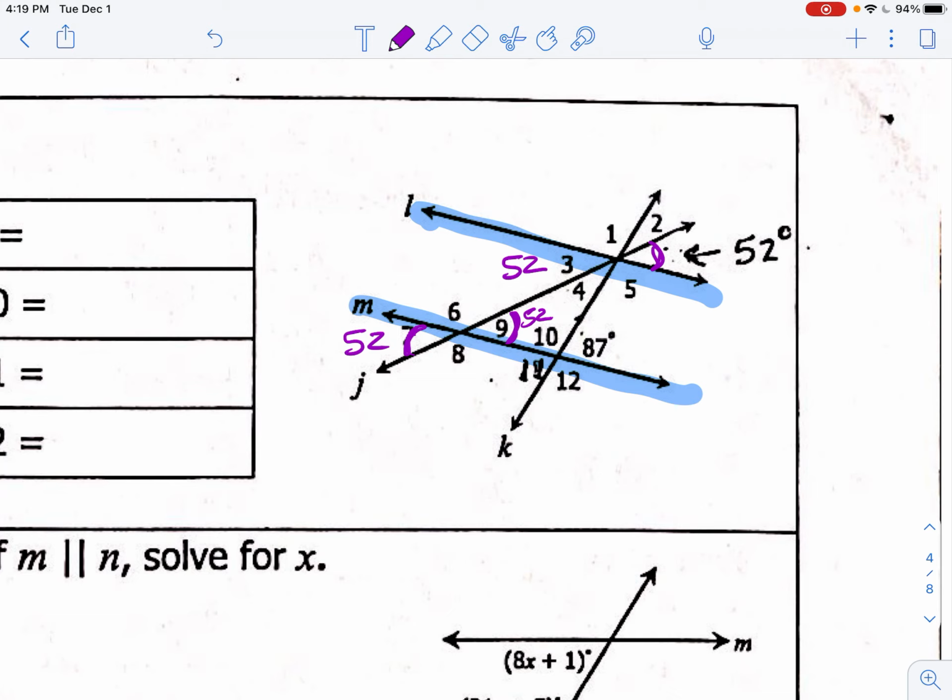All right, let's see what else we know. Okay, so, well, I could figure out what 6 is because these would be a linear pair. So 180 minus 52 would give me 128. So angle 6 is 128, and that's vertical from 8, so this is also 128. All right, let's see what else I can figure out.